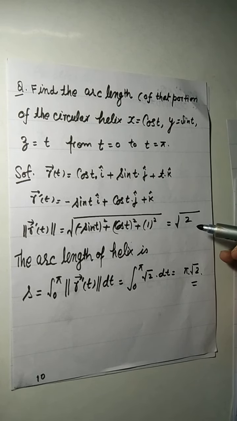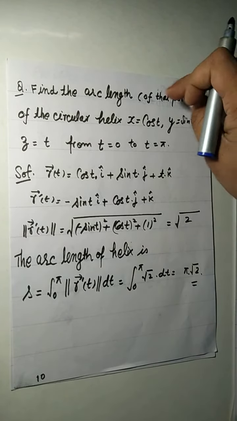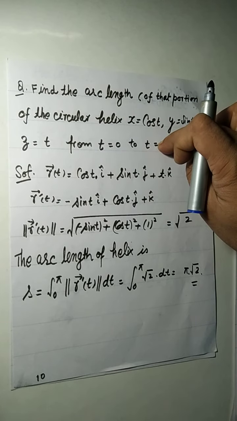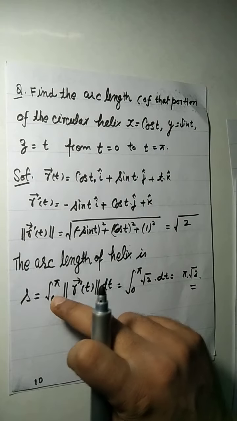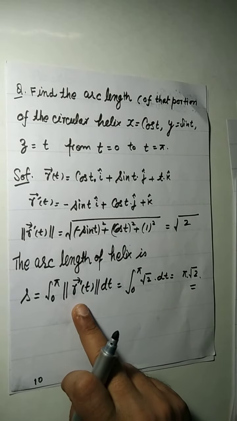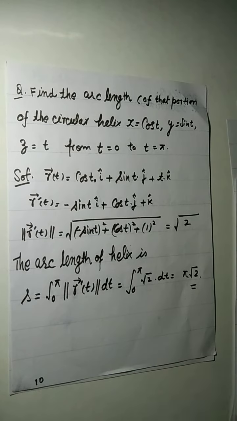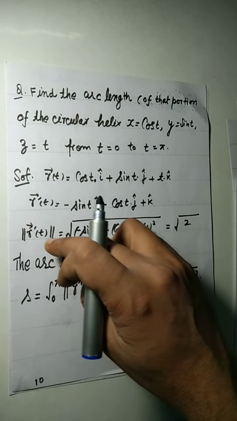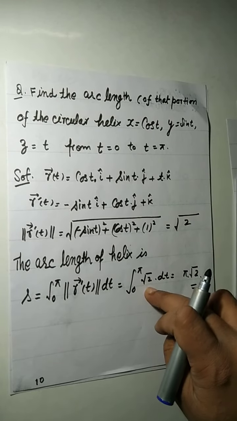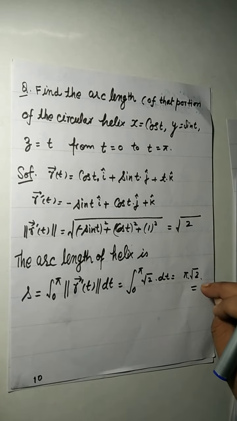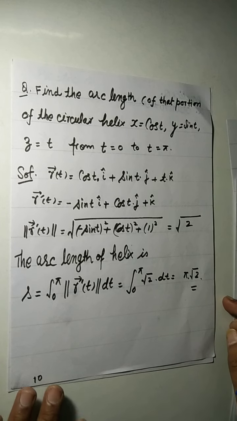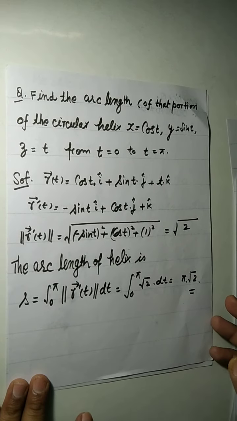Now the arc length of the portion of the circular helix from t equals 0 to t equals pi: the lower limit is 0, the upper limit is pi here. So the integral of the norm of r dash t dt. After putting this value, r dash t is square root 2 and dt, and integration gives us pi root 2. This is the arc length of the helix from t equals 0 to t equals pi.